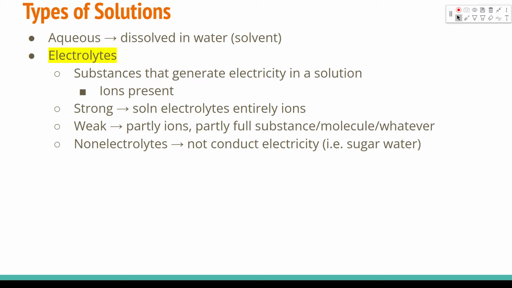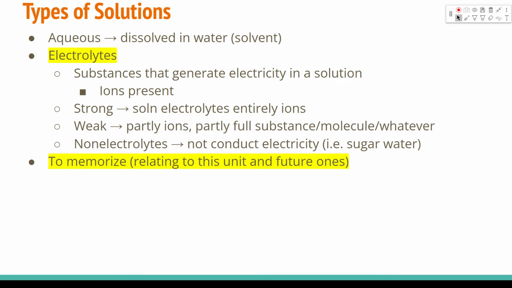Sugar water, for example, does not conduct electricity because sugar is a covalent compound. What kinds of interactions do covalent compounds have? We have good old London dispersion or any other IMF, depending on what kind of molecule. All right, so here is a list of things you need to memorize, unfortunately.